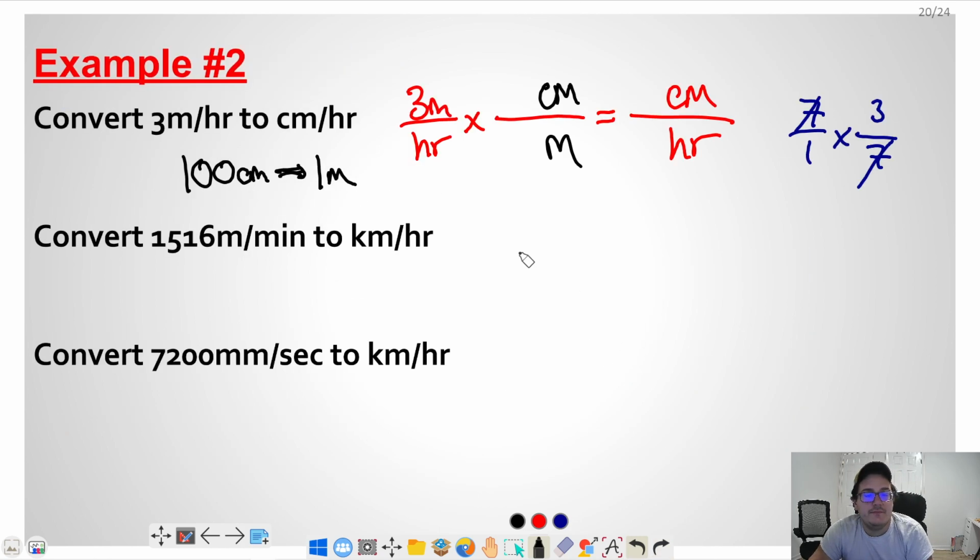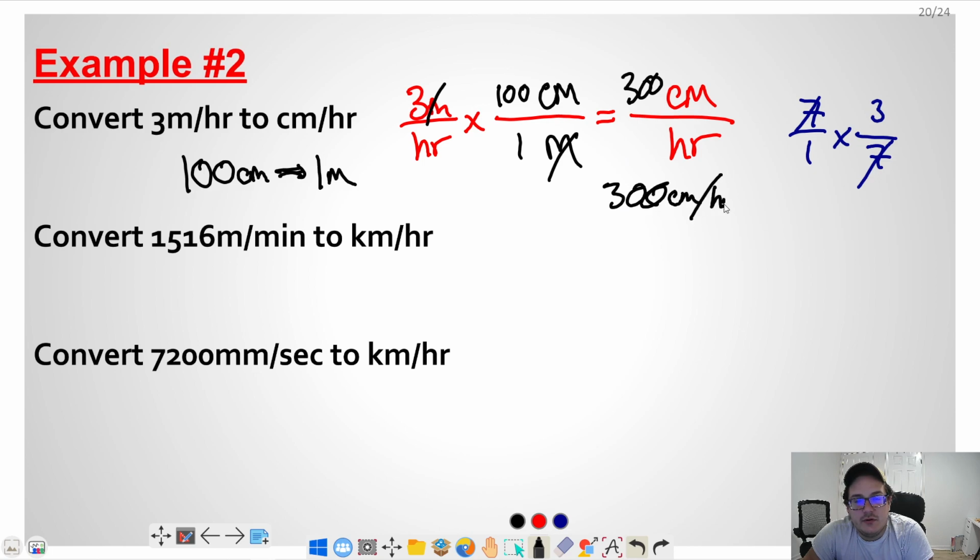Okay, so let's look at it. For every 100 centimeters, we have 1 meter. Meters cancel out the same way that the 7s cancel out over here. Units also cancel out, and what are we left with? We're left with centimeters on top and hours on bottom. What's 3 times 100? 300. That's it. So the answer is 300 centimeters per hour. That one isn't too bad.